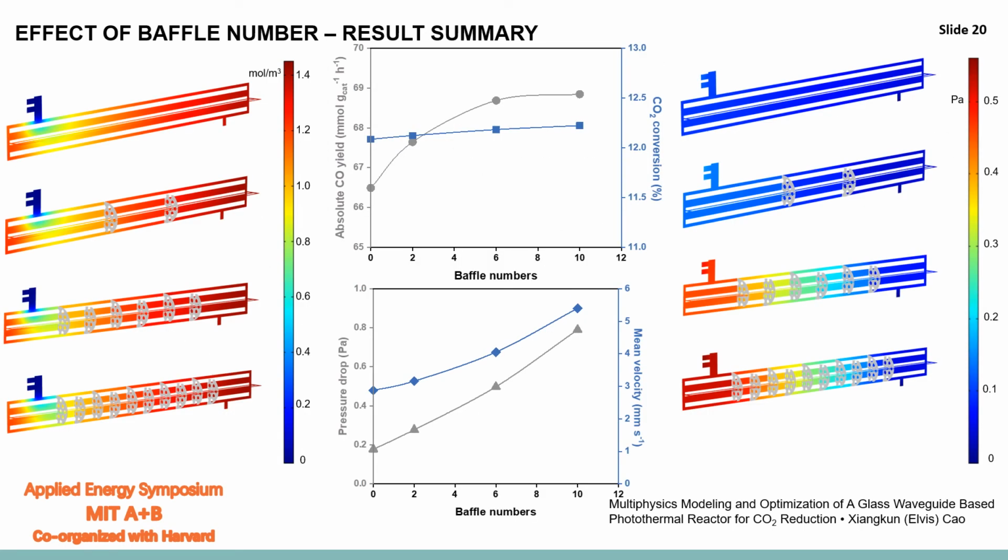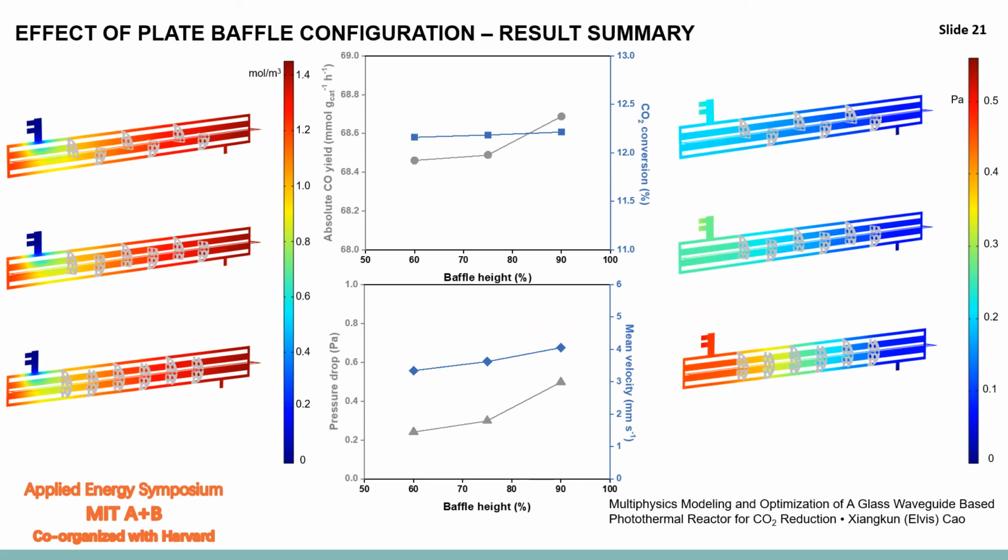This slide shows the key summary of the effect of baffle numbers. As you can see from the figure in the middle, with the increase of baffle numbers, both the absolute CO yield and the relative CO2 conversion will have a slight increase, but at the sacrifice of pressure drop. If you have more baffles inside, the pressure drop is going to be greater. So you need more pump energy, which is a trade-off for the productivity.